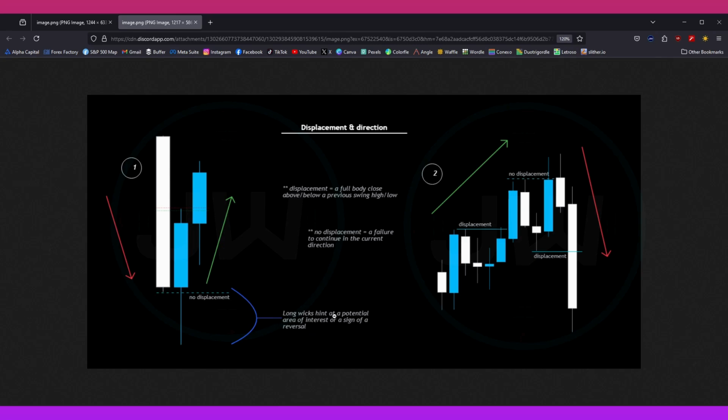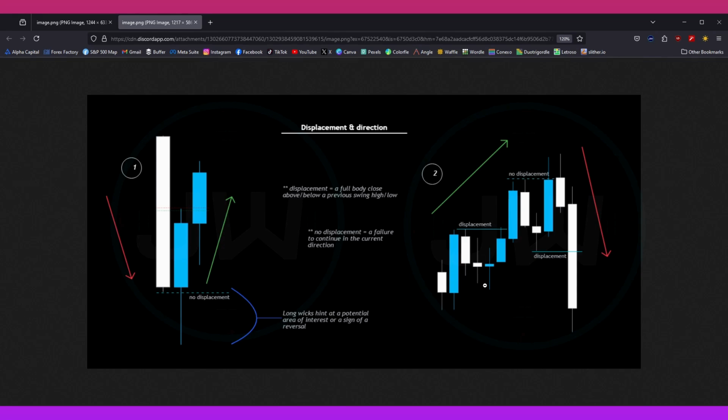What do we see here? Long wicks hint at potential areas of interest or a sign of reversal. So we see we have this bearish move down here. We close aggressively. That's important to note that we close aggressively back into the range and we continue bullish. Why? Because when we see no displacement, what that tells us is that it is a failure to continue in the current direction.